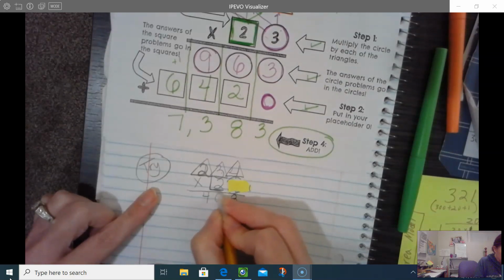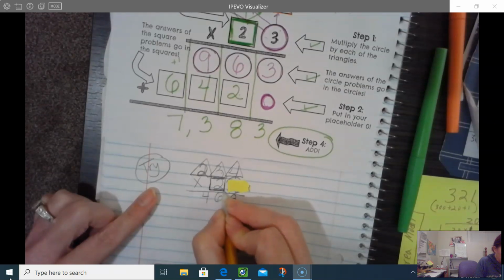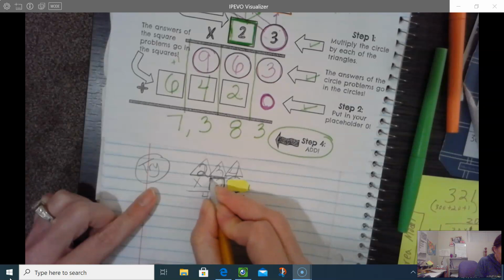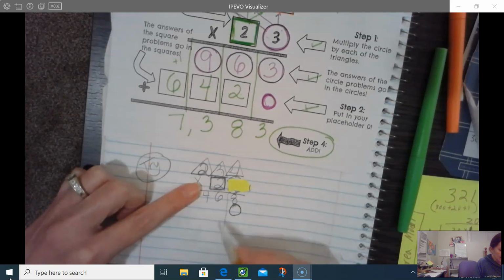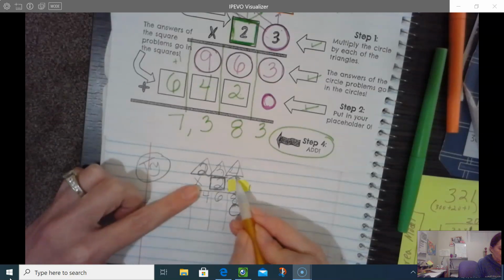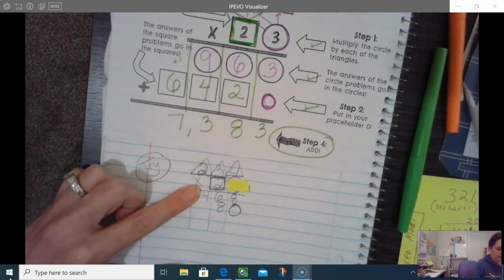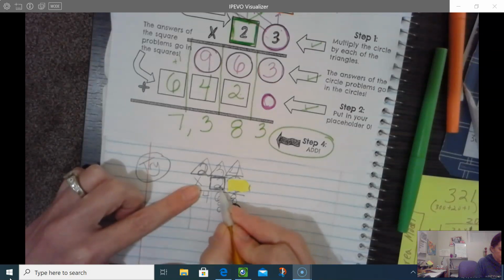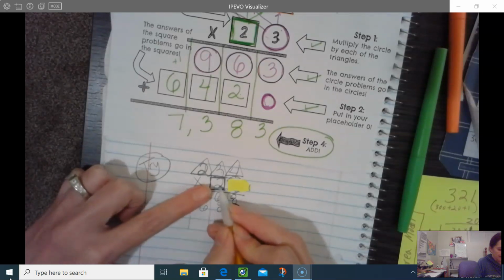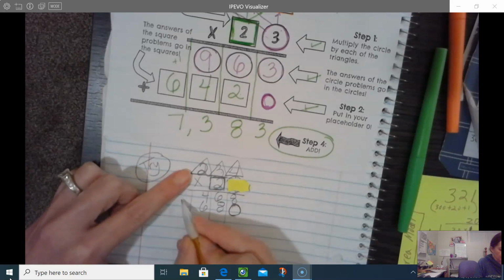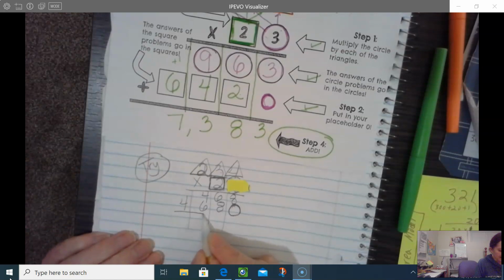So I've multiplied everything, my triangles by the circle. Now I'm going to multiply everything by the square right here. So put a little square around it, and I'm going to go ahead and start. Do make sure that you are lining things up nice and neat. All right, 2 times 4. Okay, that's an 8. Then I say 2 times 3. That's a 6. And then I say 2 times 2, which is a 4.